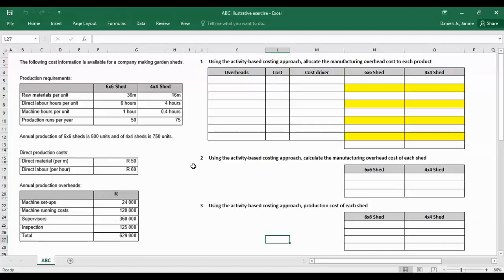Okay, so let's look now at how to calculate the costs. So first we're going to use activity-based costing to allocate the manufacturing overhead cost to each product. So there's two products, right? There's the 6x6 shed and there's the 4x4 shed. So we need to allocate the manufacturing overheads to these two products. So firstly, we will take down the overheads. So the overheads that's given in the scenario. Okay, so that's the four. And then we just add the cost.